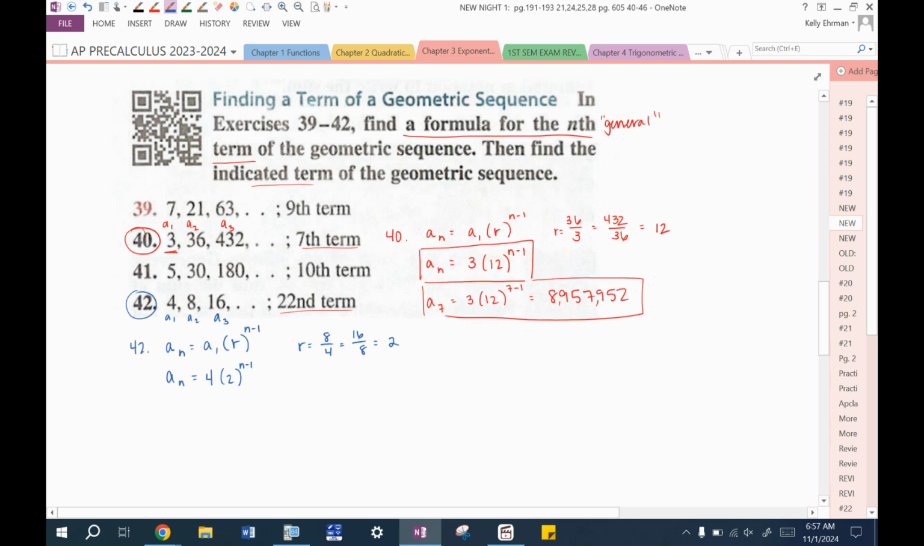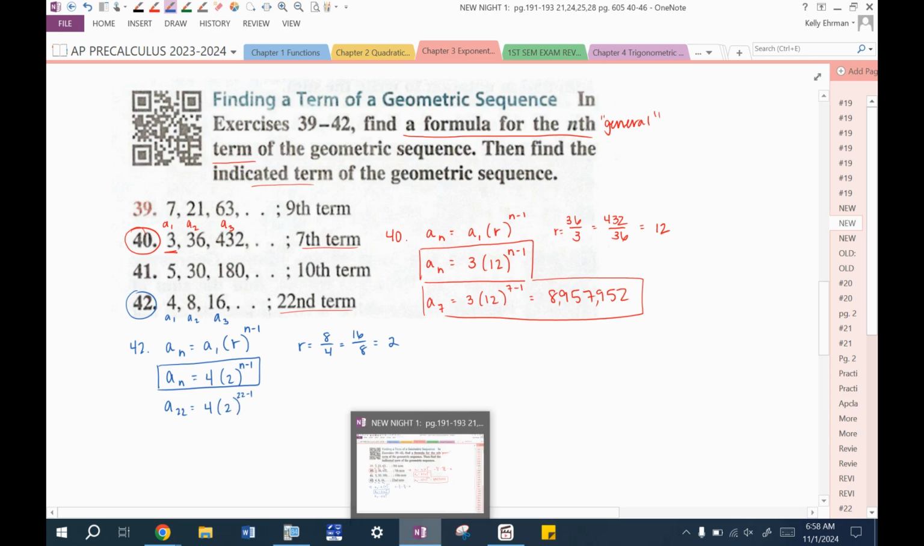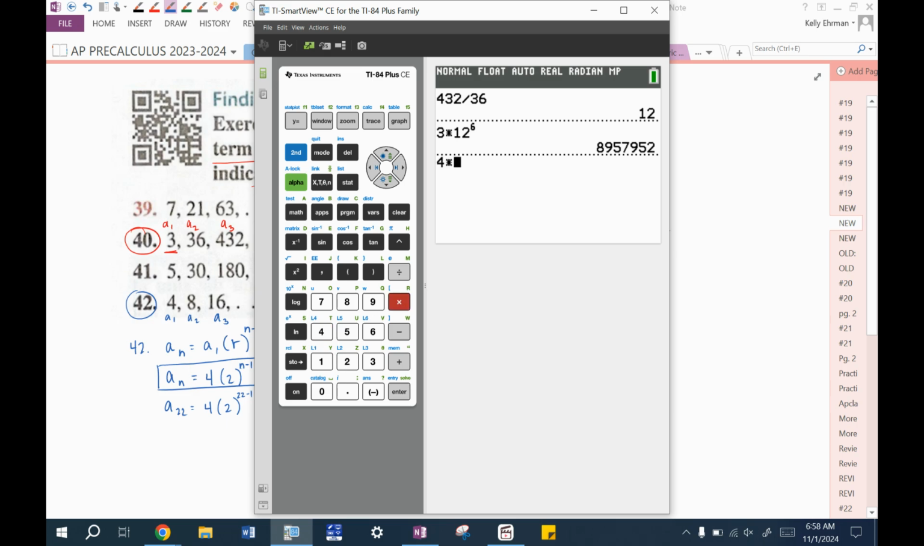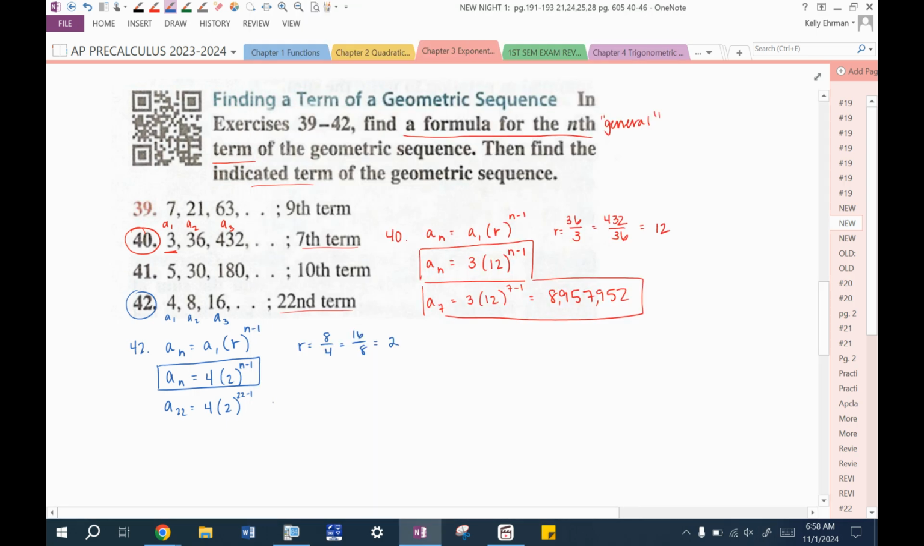All right, so now let's find the 22nd. That's my general term. Now let's find the 22nd term. It's 4 times 2 to the 22 minus 1, to the 21st power. Again, you would have a calculator for this. I'm not going to make you do 2 to the 21st. So that's 8,388,608.